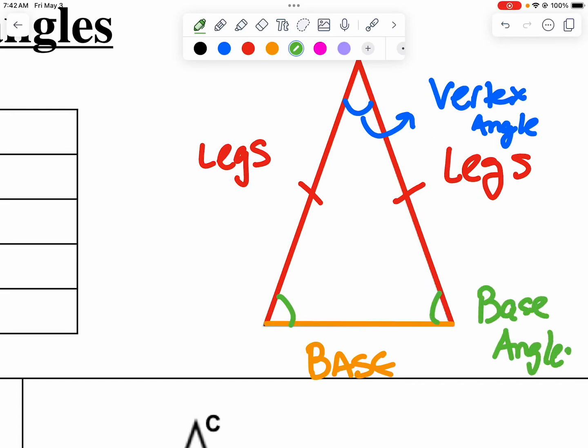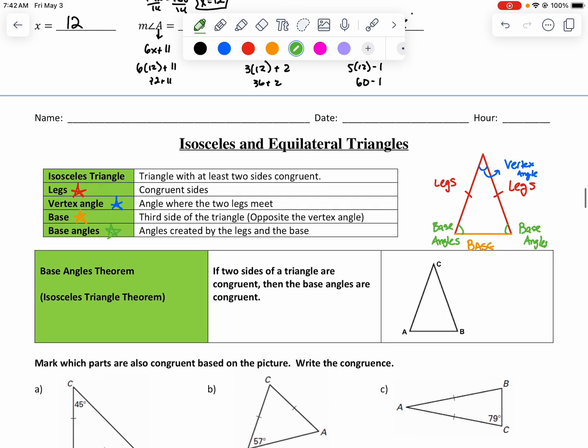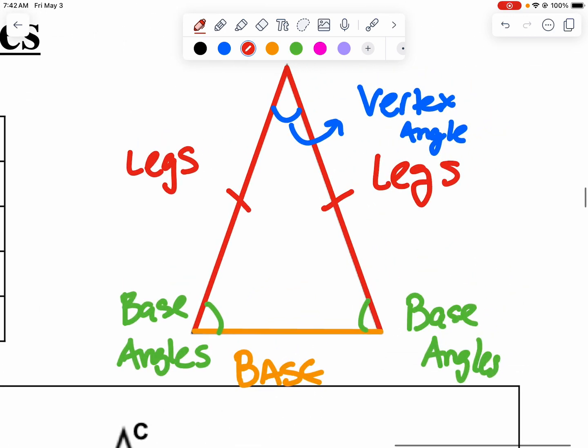Welcome back in. We're going to be talking about isosceles and equilateral triangles. So if I zoom out here, it's this one, isosceles and equilateral triangles. First of all, an isosceles triangle is one where there are at least two sides that are congruent. So if I look here, that would be this side and this side. Okay, I went ahead and labeled everything, but let me give you the explanations.